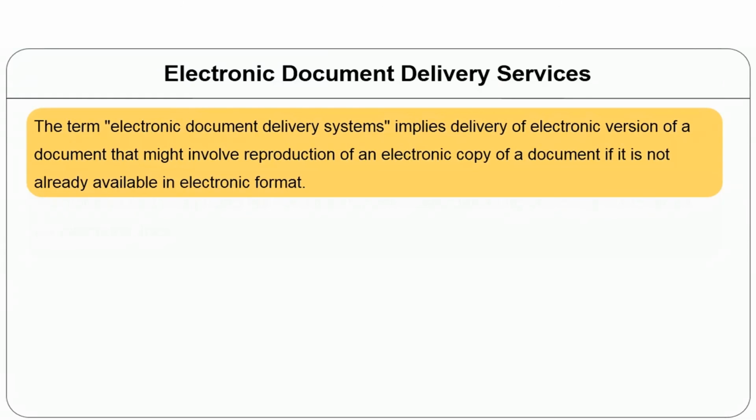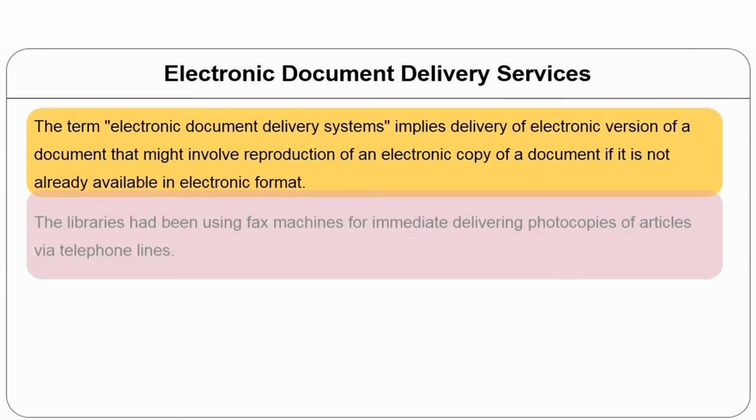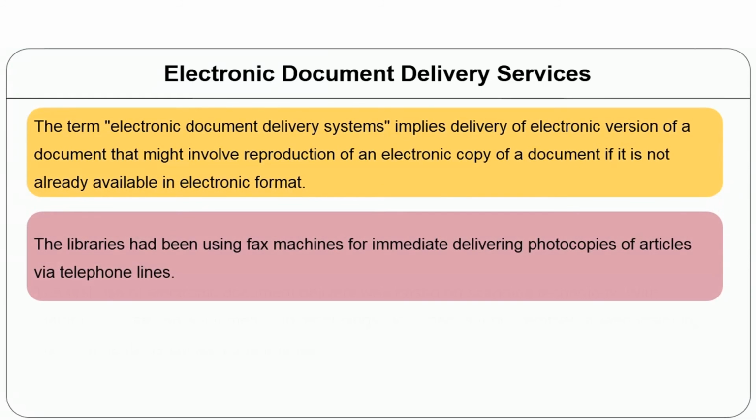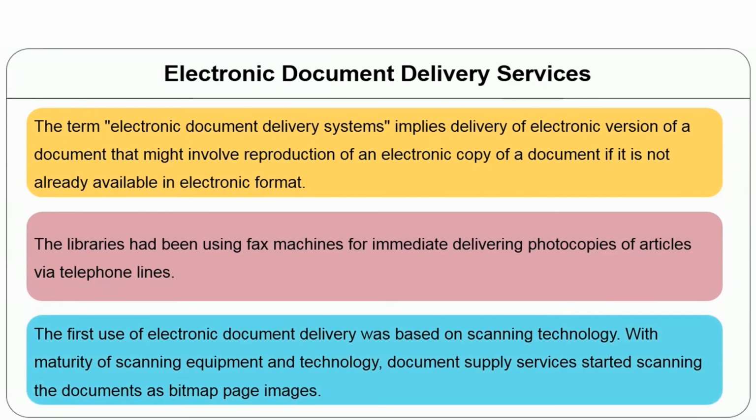Now let us say that you have a consortium-based subscription. And if you don't have the journal which you are looking for, you can request it from somebody else. Now libraries had been using the fax machine for delivery of photocopies in the past. It can go through a telephone line as a fax, or you can send it as a copy by physical post. Now electronic document delivery is like you are scanning the document.